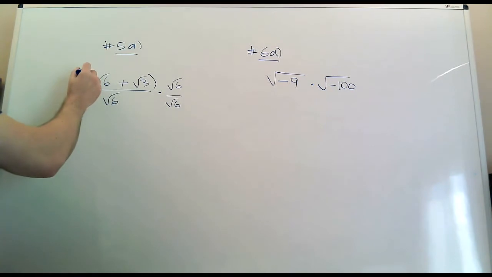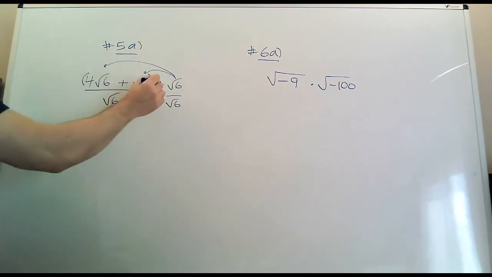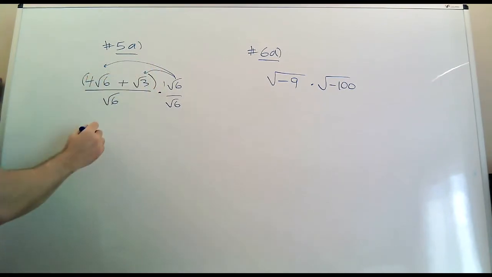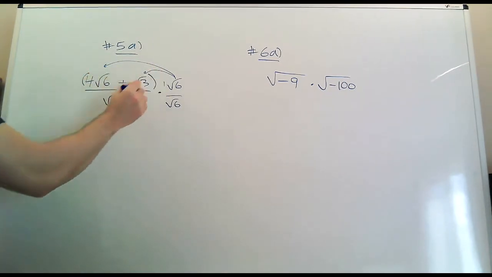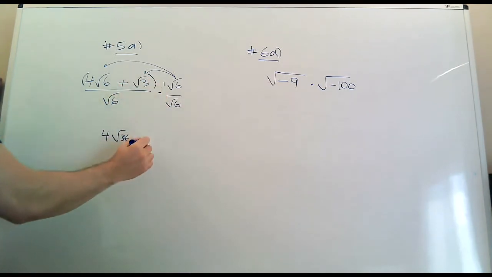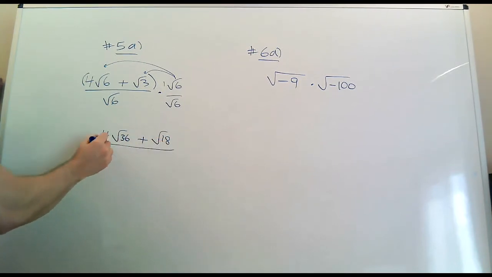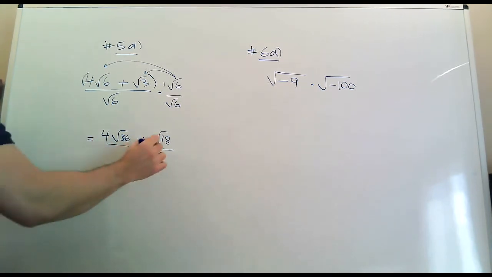Now on top, you're going to distribute, right? Boom, boom. So you put a 1 if it helps you. You're going to do 4 times 1 on the outside. Radical 6 and radical 6 is radical 36. Plus radical 6, radical 3 and radical 6 make radical 18. Now on the bottom, you have radical 6, radical 6. That's radical 36. Very straightforward.